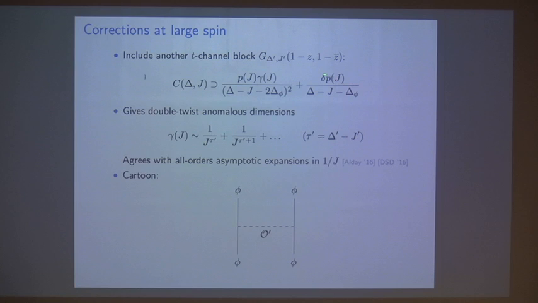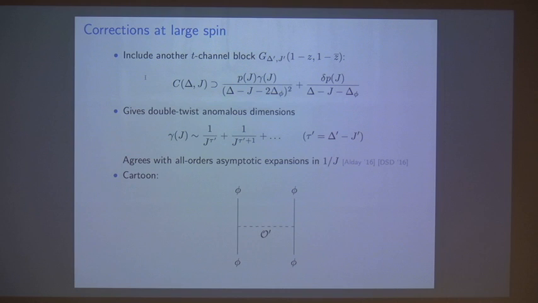And this pole here is correcting the OPE coefficient. It gives some large spin correction to the OPE coefficient of double twist operators. And then there's a double pole, which gives an anomalous dimension. So just plugging this thing into the inversion formula, doing the integral, you get an anomalous dimension that you can express as a series in 1 over j. And it goes like 1 over j to the tau prime, where tau prime is the twist of the operator that we included in the t-channel.